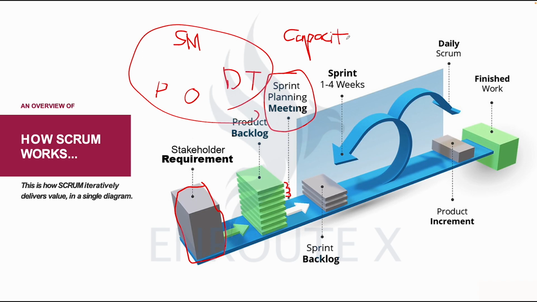So capacity is very important, and the team's availability. So the team comes together and looks at the entire broken down pieces that need to be worked on and asks themselves, okay, within this period, the period between 1 to 4 weeks, of course, every team or any organization settles for a defined period.